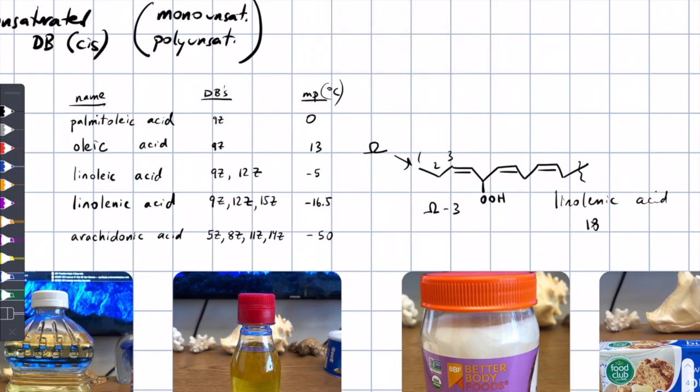I show it to you just to show you that the double bonds are on carbons 9, 12, and 15, and they are all Z. Incidentally, this is an example of an omega-3 fatty acid. We use the Greek letter omega for the final carbon of a fatty acid.